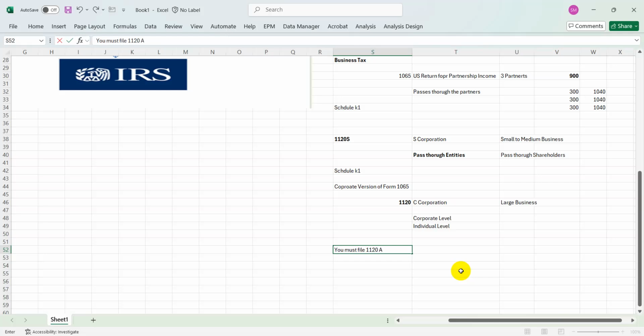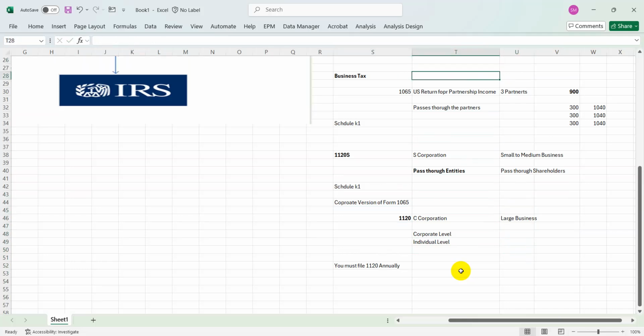This is the requirement of the IRS. Now, let me just give you an example for this 1120. I have given you the example here for the partnership level, and for the C corporation you can apply the same example here as well. But now at this level, let's write an example here. Let's say there's a company which is earning 100,000 net income.